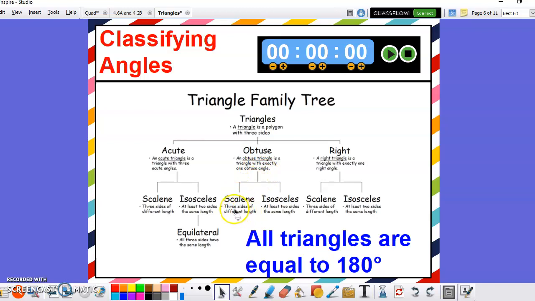It could either be scalene, that means all three sides are different, or it could be an isosceles, which is saying that I would have one obtuse angle and then the other two would be the same size.